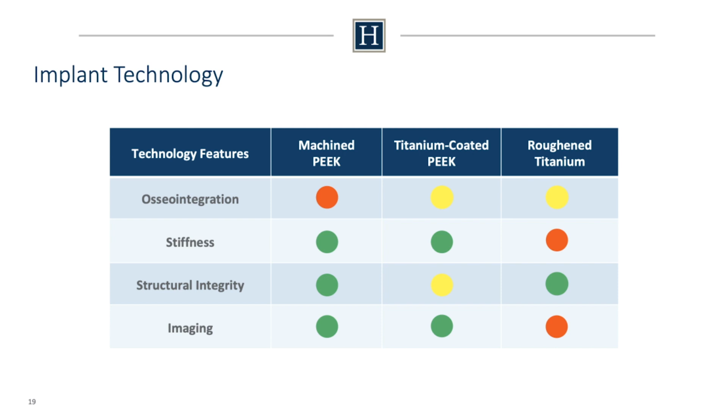Machined PEEK has been the market-leading material. However, it is lacking in its osseointegration capabilities. Newer technologies such as titanium-coated PEEK or roughened titanium have made progress with improved osseointegration, but it has come at a cost to other features, such as imaging or structural integrity.